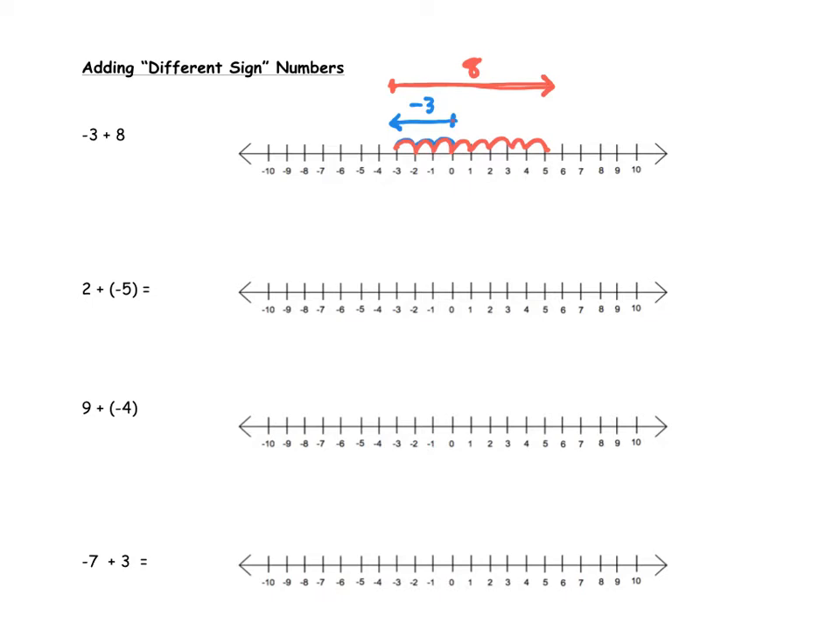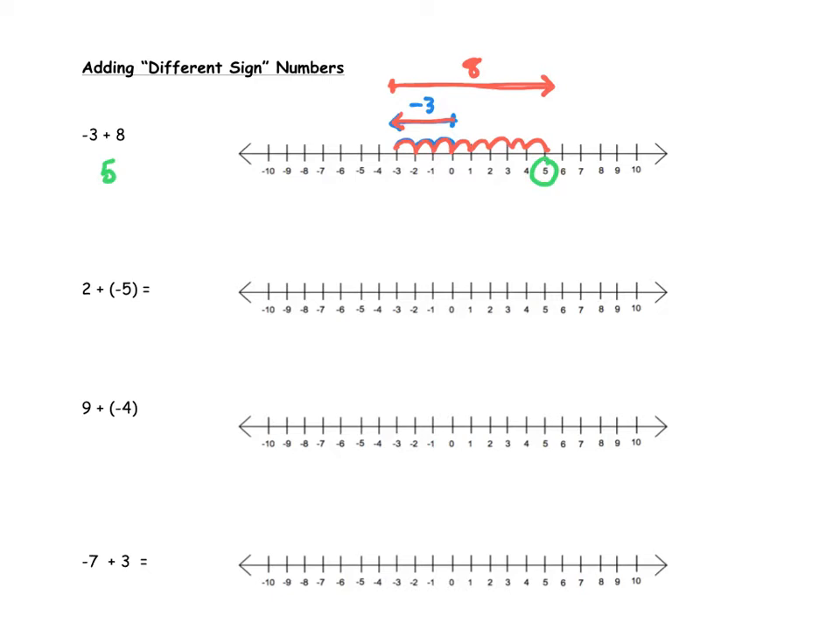The length of the other vector is -3, and we can see what direction they go in. But most importantly, the whole reason we're doing this is we're trying to find the answer. And we stopped at 5. So -3 plus 8 is 5. So now let's go to the next.